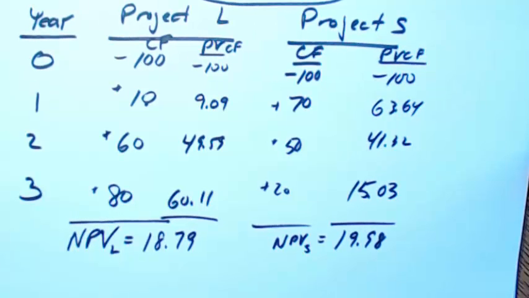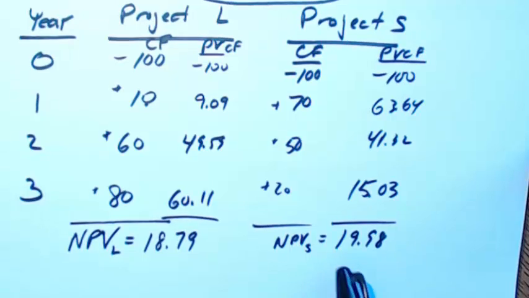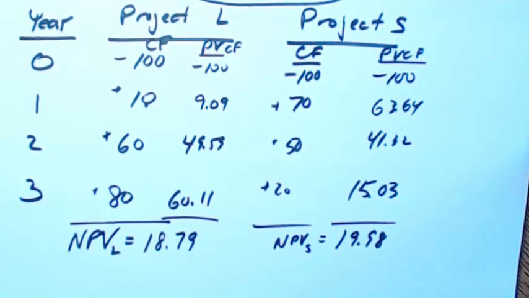So just looking at this, how should we decide? If these are mutually exclusive projects, one or the other, which one would we pick? We'd pick Project S first, because it increases shareholder wealth by $19.98, a little bit more than this project does. So you would pick the project with the highest net present value. That's if they're mutually exclusive, which means one or the other.